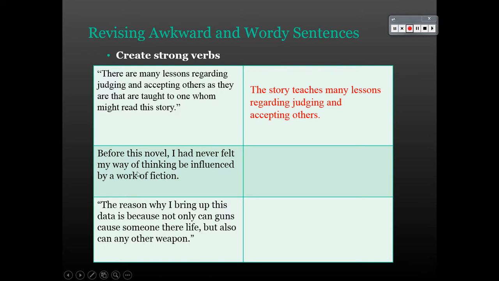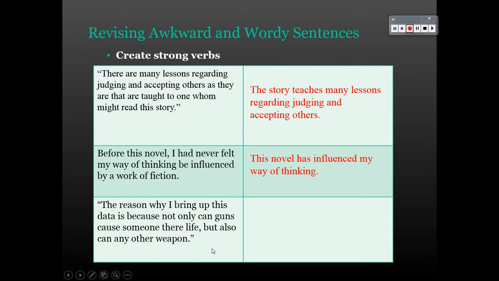"To be influenced": I presume that your way of thinking has been changed, so we can condense "be influenced" to "changed," and rewrite this as, "This novel has influenced my way of thinking," or "has changed my way of thinking." I think if we use "changed my way of thinking," it might even be more specific.